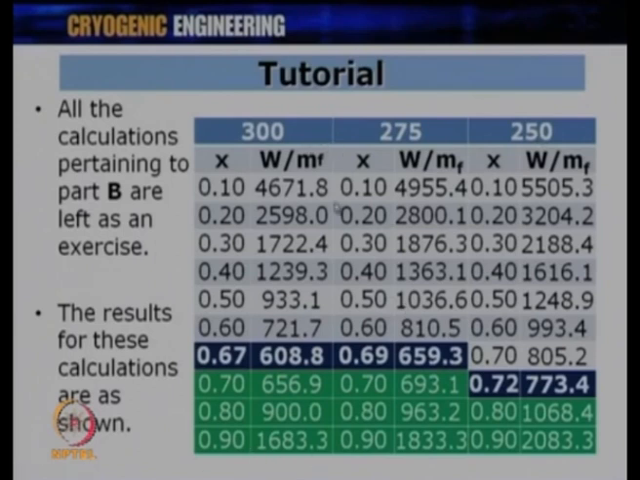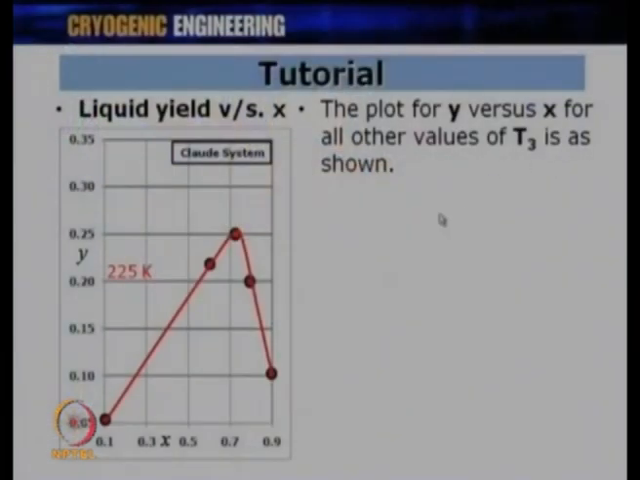This is very difficult to follow in a table. If I plot this graphically, it will make more sense and therefore, all these calculations are shown graphically where some conclusions can be directly drawn. So, if I draw this liquid yield y versus x, what you can see is y versus x for different T3 values, and this is for 225 Kelvin.